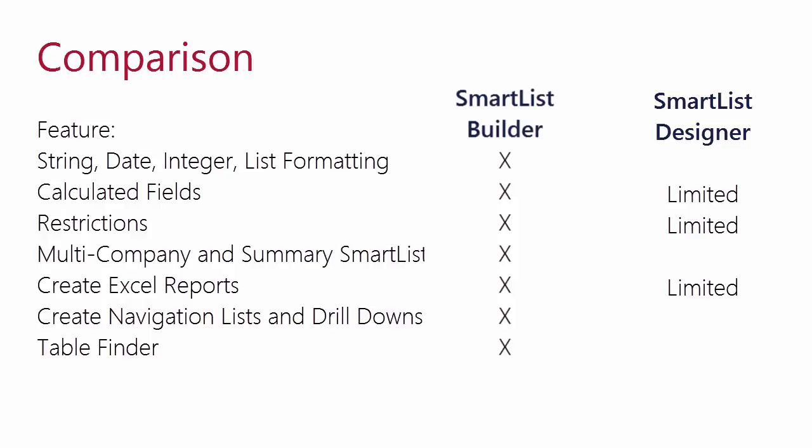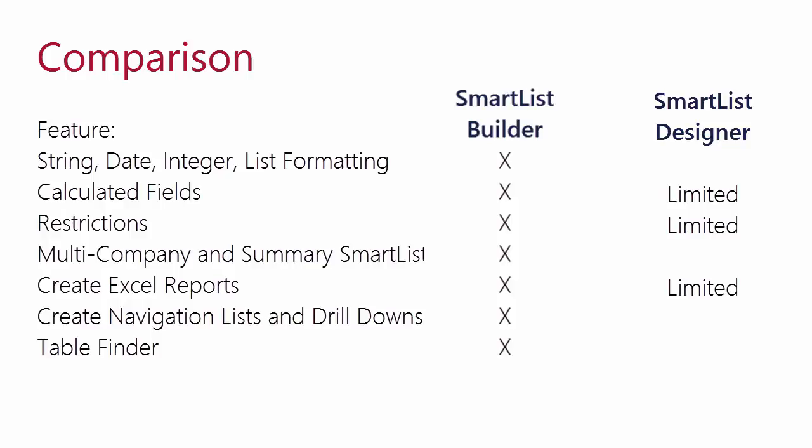Calculated fields is available in both products, but it is limited in SmartList Designer as to the functions that are available in those calculations. Restrictions are also available in both, but it is limited again in SmartList Designer as to the restriction types you can set up. SmartList Builder allows for multi-company and summary smart lists to be created so that you can expand on the data you're going to get.